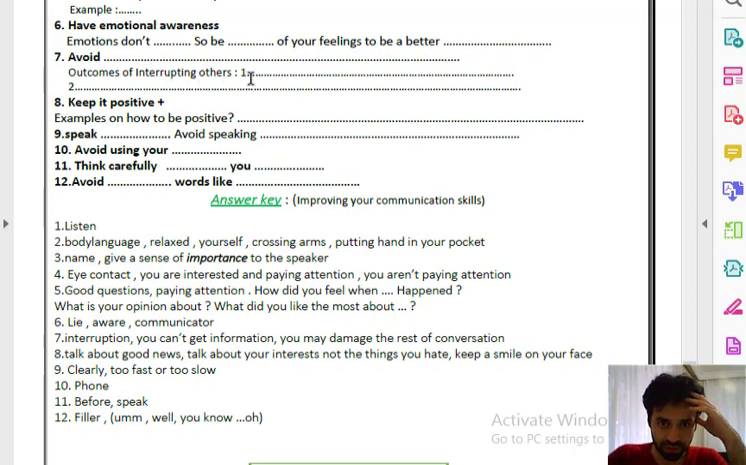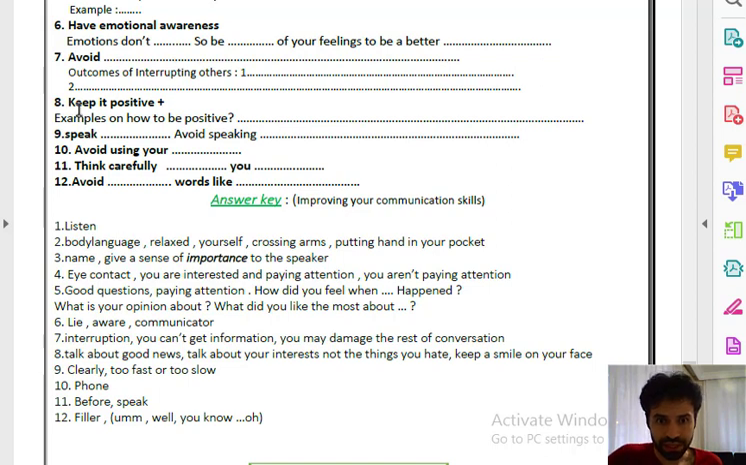So the outcome of interrupting others is that you can't get information, like somebody will not finish the story or the point that he wants to say, and you may damage the rest of the conversation. That person may not continue to say what he really wanted to say.